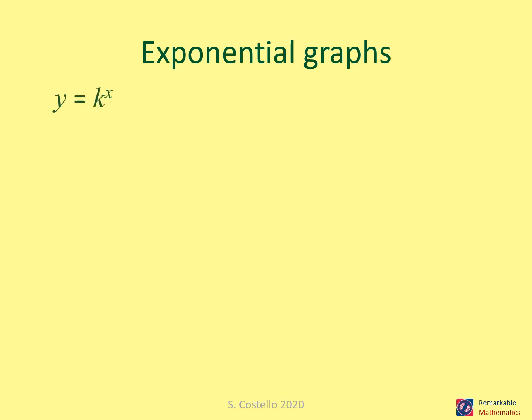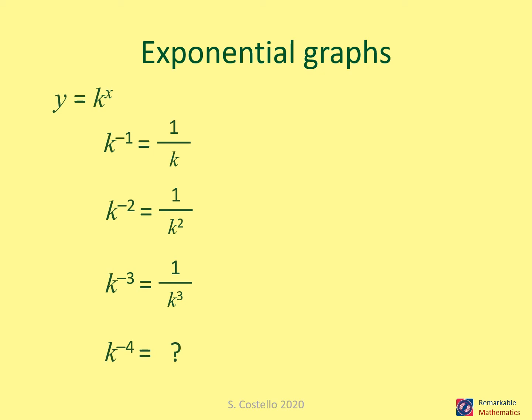We look at y equals k to the x. When x is minus 1, what will the value of y be? It will be 1 over k. K to the minus 2. When x is minus 2, y is 1 over k squared. When x is minus 3, k to the minus 3 is what? 1 over k cubed. That gives our y value. And finally, k to the minus 4 is 1 over k to the 4.